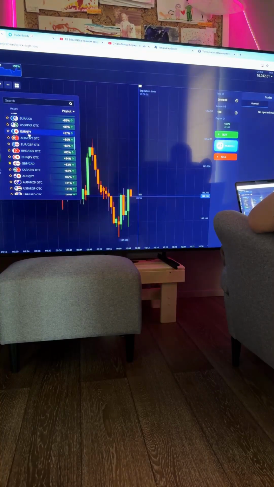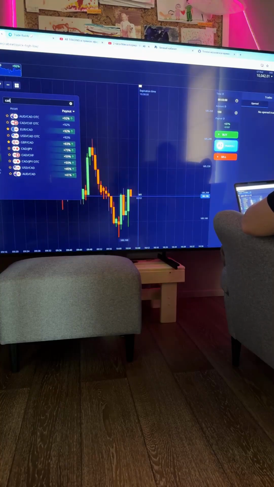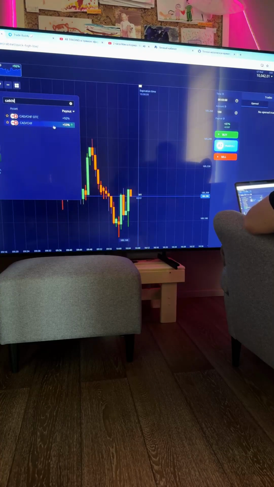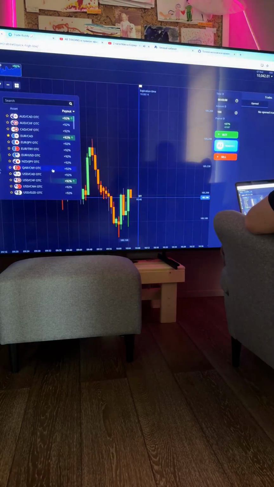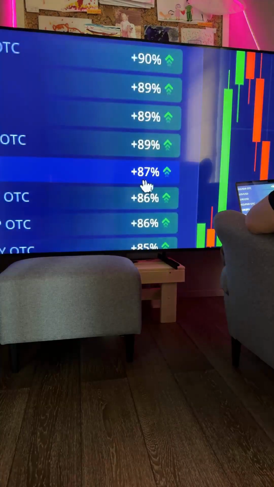Canadian dollar, Swiss franc. Thank you for the currency pair. CAD, CHF. The payout percentage is 59. I can't consider that. We need the payout percentage to be at least 70%.